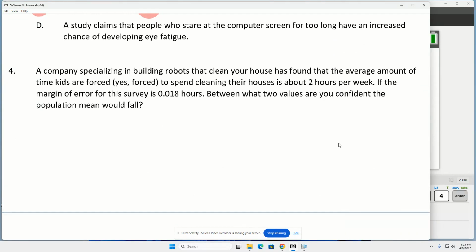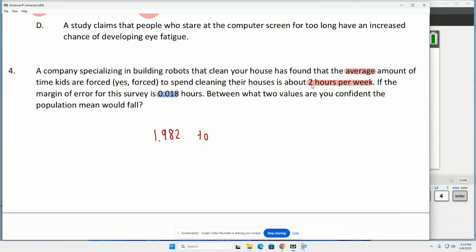A company specializing in building robots that can clean your house has found that the average time, okay, this is our mean, it takes about 2 hours per week. If the margin of error is 0.018, between what two values are you confident the population mean would fall? Like we said yesterday, when we do margin of error, we're going to subtract and add our margin of error to our average. So if you do that, 2 minus 0.018 is 1.982.